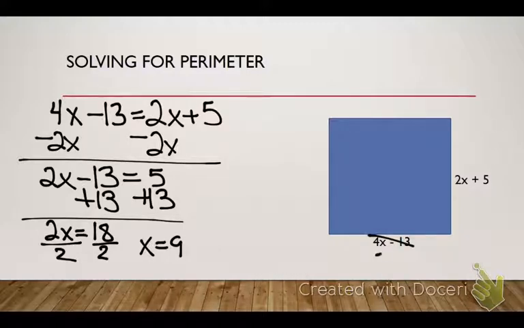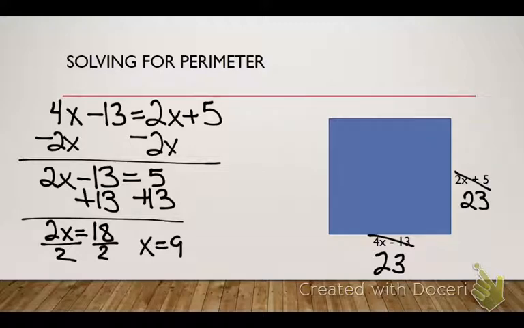It's 23. So instead of having an expression, now I have a true value. But a good way to check it is to make the substitution over on the other side. They should be the same. What's 2 times 9 plus 5? 23 again. So I know that 23 is my side length.